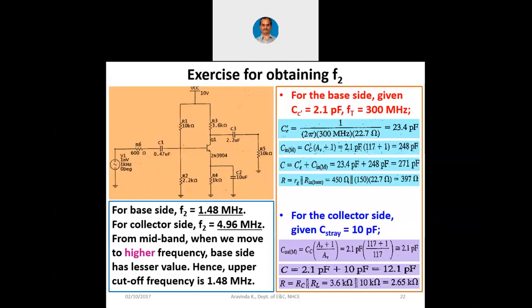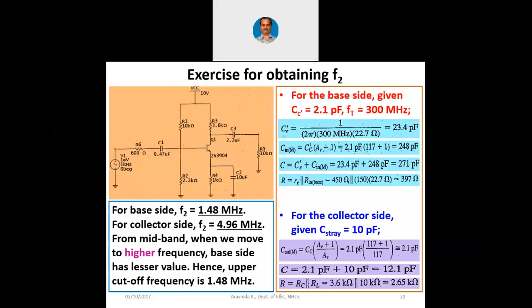We were in the process of finding out the upper cutoff frequency for the BJT, and these examples are selected from the textbook Malvino. In the Boylestad textbook, he uses FL and FH as the symbols for low frequency and high frequency cutoff, whereas Malvino uses F1 and F2 for the low frequency and high frequency cutoff respectively.